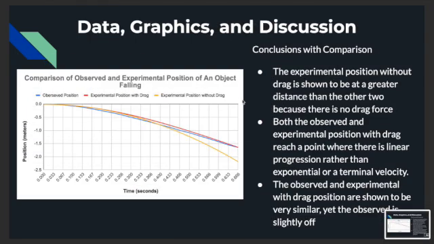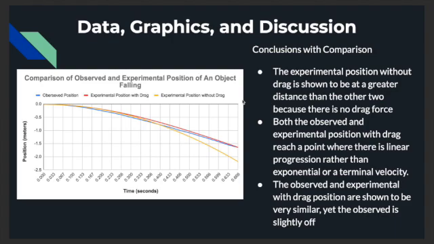In order to compare the data, I put all three of the observed positions and times onto this graph right here. Some major conclusions we can get from this graph is that the experimental position without drag has a greater distance reached than both the experimental position with drag and the observed position. Another observation is that both the observed and experimental position with drag reach a point where there is linear progression, showing that there is some form of terminal velocity that is reached where there is constant negative position growth. The observed and experimental with drag positions are shown to be very similar, yet the observed is slightly off.